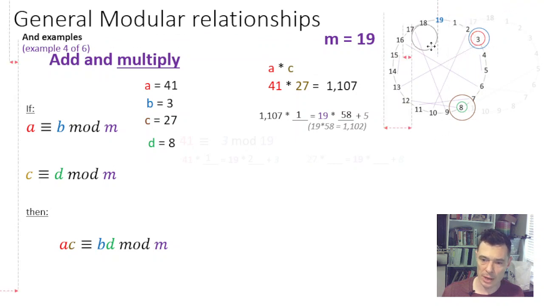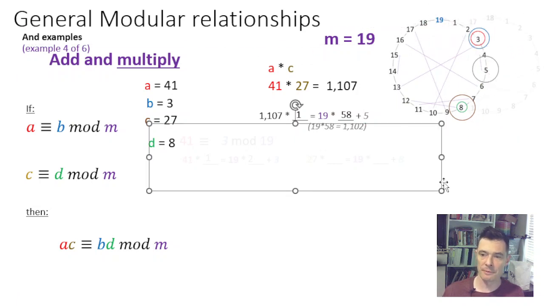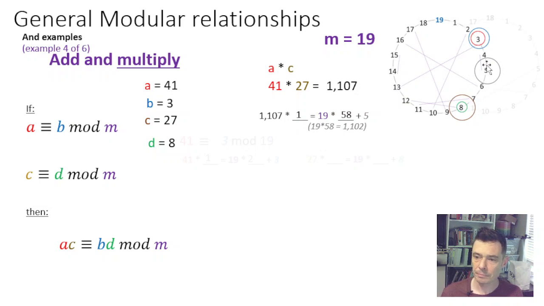1,107. We're going around the circle 1,000. We're going around the circle 58 times, and then we're ending with the remainder of 5. And this is the same as B and D. 3 times 8. 3 times 8 is 24. 24 is 1 time around the circle plus the remainder of 5.